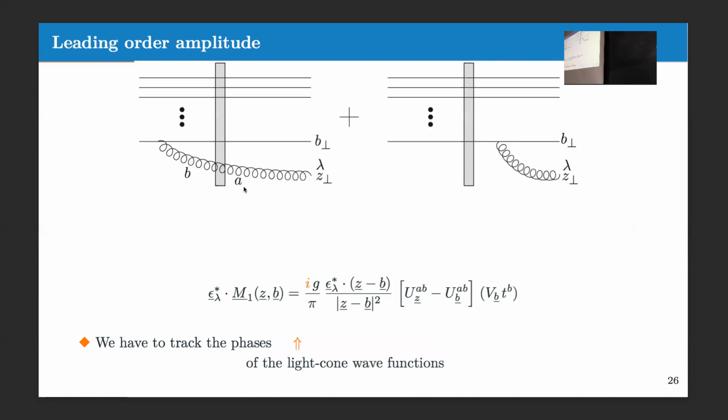One of the amplitudes they computed, for example this M1, is just for single gluon production, which we will need. And what we want to track here is the phases of the light cone wave functions. So in this case, I want to track this i over here. M1 has an i over here and then multiplies some combinations of the Wilson lines. But this i is important.